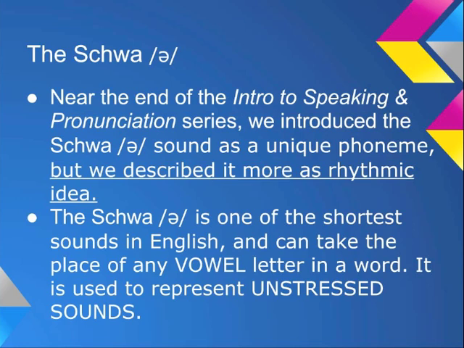The Schwa. Near the end of the Intro to Speaking and Pronunciation series, we introduced the schwa, the symbol you see here, as a unique phoneme, but we described it more as a rhythmic idea. The schwa is one of the shortest sounds in English, and can take the place of any vowel letter in a word. It is used to represent unstressed sounds.